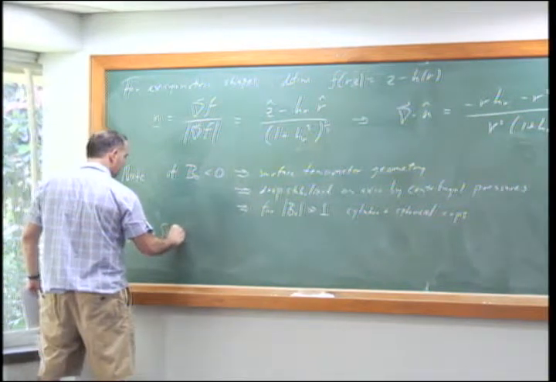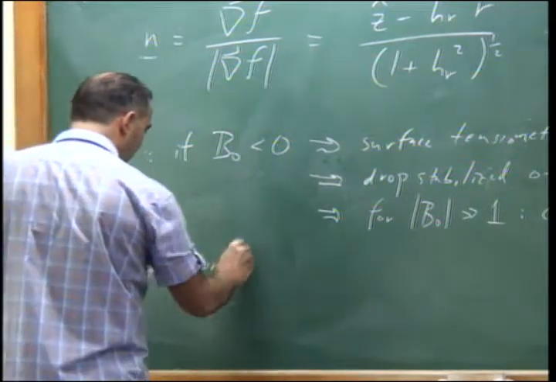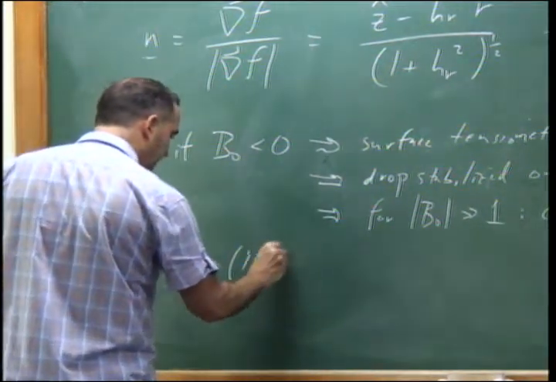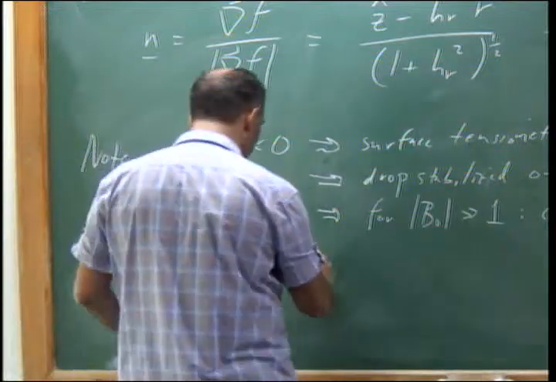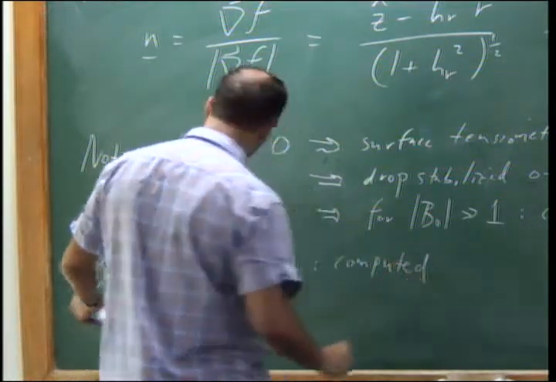So Skip Scriven was a sort of giant of surface tension problems. Bob Brown was a professor at MIT.